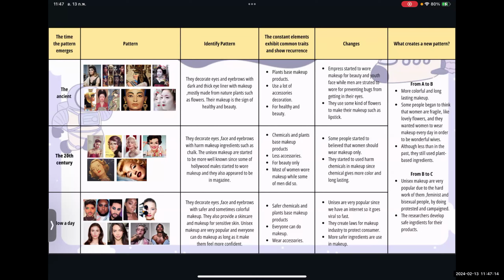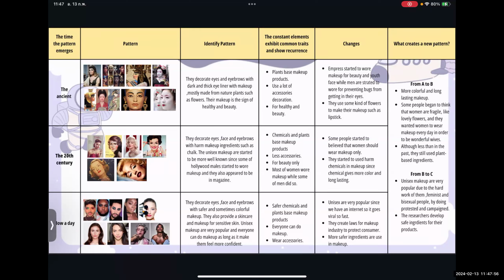Let's start from the ancients to the 20th century. They started to have more colorful and long-lasting makeup. Some people began to think that women are fragile, like all the flowers, and they wanted women to make up every day in order to have wonderful vibes. Although less than in the past, they still use plants as ingredients, as you can see in the 20th century.